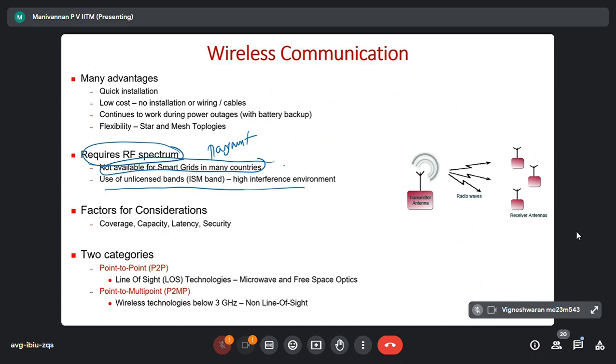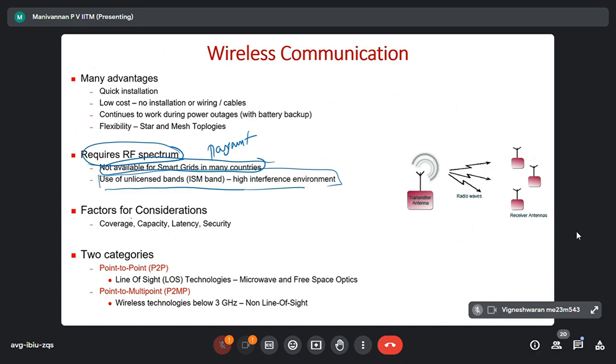RF communication, the company has to pay. Of course, you are also paying. When you are talking, per minute you are paying 1 rupee, 2 rupees. From that, the cell phone company pays the government. But there are some unlicensed bands which can be used for emergency purposes over a very short range, 1 kilometer, 2 kilometers. That is the unlicensed band. That is one thing.